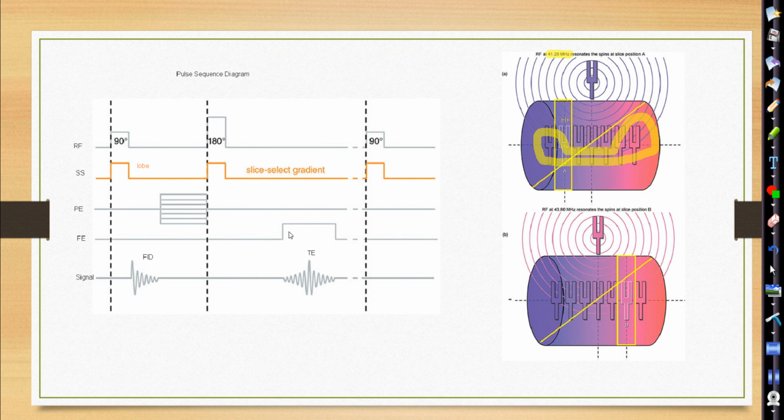And this is our readout gradient that turns on anytime we're collecting the signal. So this is called our readout gradient, or frequency gradient. It turns on anytime we're starting to read out the signal. And we usually select the TE right at the peak amplitude, because we want as much signal from that echo. And this signifies how long that gradient is turned on. That's called the sampling window. So how long that gradient is turned on.